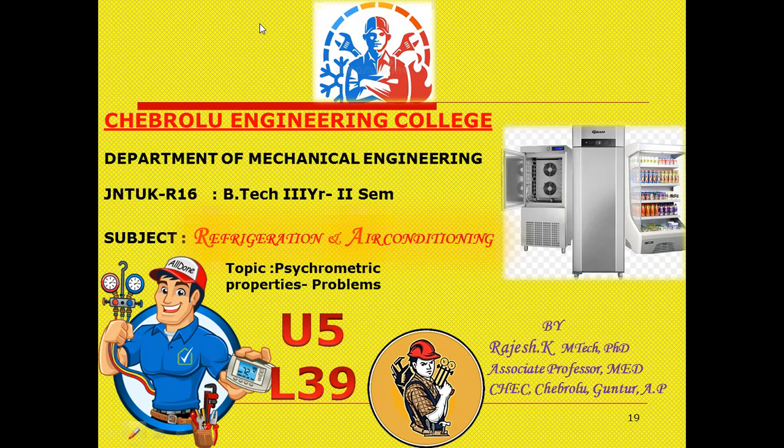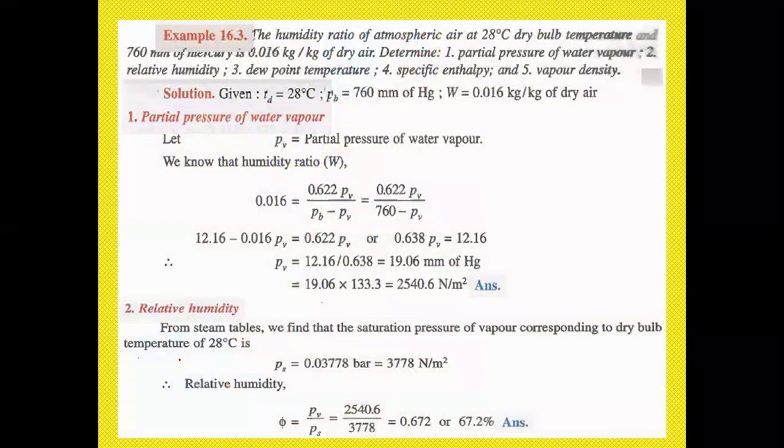Today we are in unit 5. In the last class we discussed the introduction of psychrometric properties and their formulas. Today in this class we'll discuss the problems related to psychrometric properties. Today we are continuing with the problems.